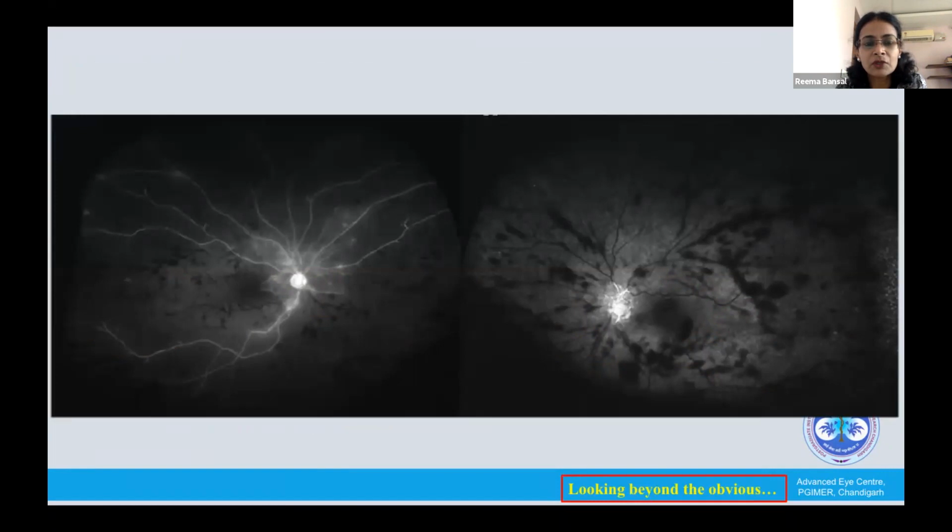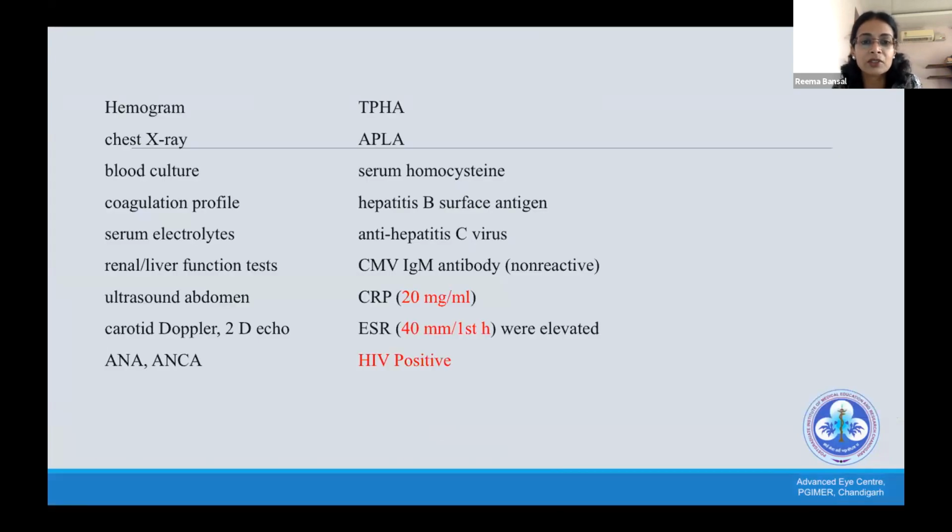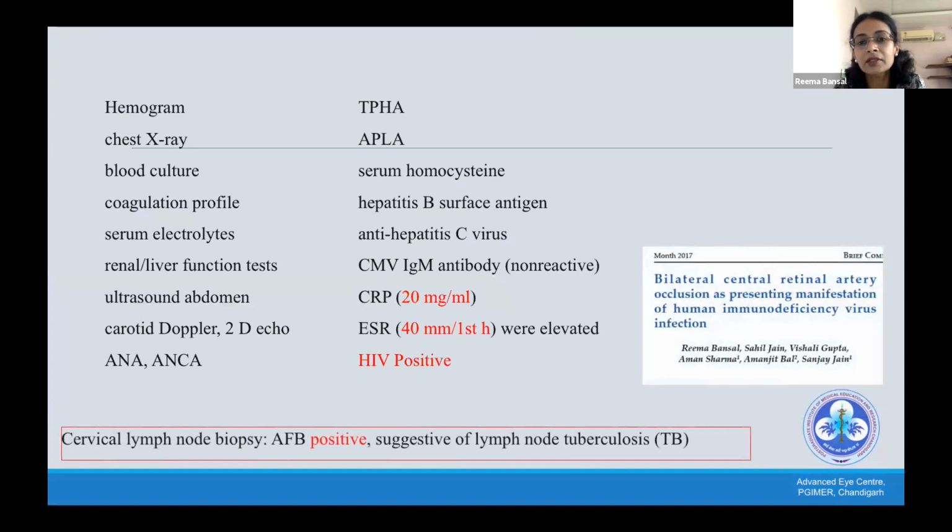So when we do the fluorescein, we see that the right eye perfusion is extremely less, but in the left eye, there is no perfusion at all. So this is an ophthalmic emergency, and we had to take up this patient for multiple consultations from hematology, rheumatology, and cardiology. And we found that this patient turned out to be HIV positive after we got all the investigations done. Not only that, the lymphadenopathy revealed AFB positive from cervical lymph nodes, suggestive of lymph node tuberculosis. So again, the clue that we got was from fluorescein angiography.